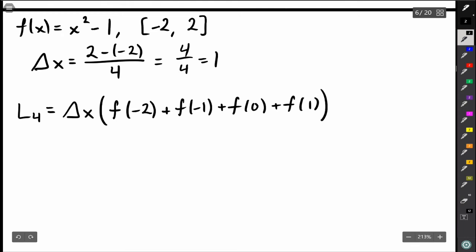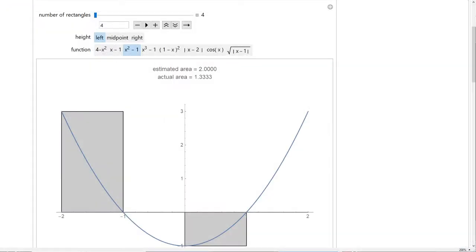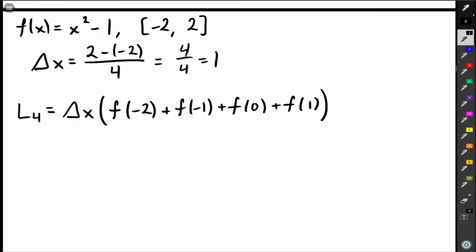Right? And if we compare that back to the left endpoint picture for the graph, that should make sense here. We have one of them determined by -2. This next chunk here is determined by -1. The next chunk here is determined by 0. And the last rectangle, which is flat here, would be determined by 1. Right? Let's go ahead and go back to the computation here.